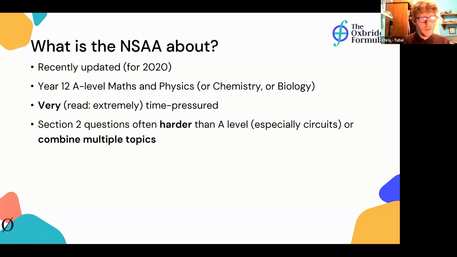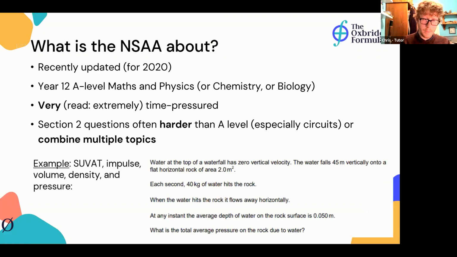So there are these two sections, section 1 and section 2, and section 2 questions especially are often harder than A-level, particularly circuit questions, a kind of thing you might not have seen before at A-level. And also one way they make them harder than A-level is that they sometimes combine multiple topics together. So I think we have an example question here. This is an example section 2 question, just without the multiple choice element.